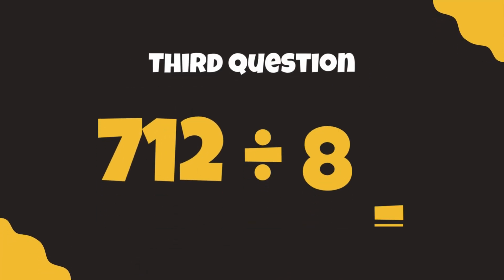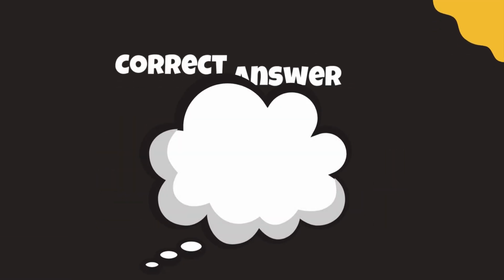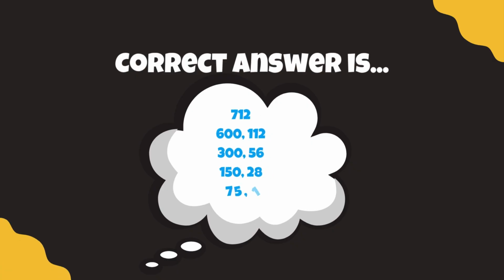What is 712 divided by 8? Well, pause your video and give it a go. Let's break up 712 into 600 and 112. Half these to get 356. Half again to get 150 and 28. Half a third and final time to get 75 and 14.